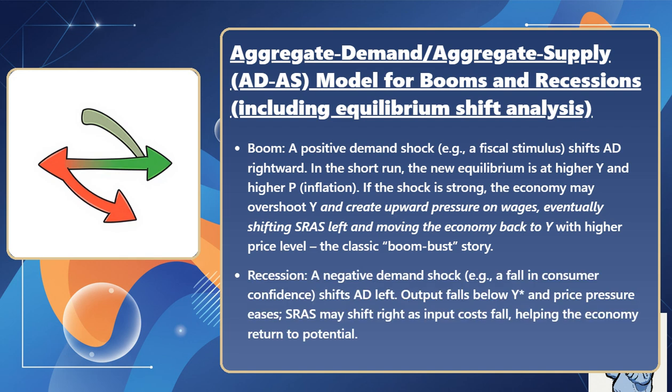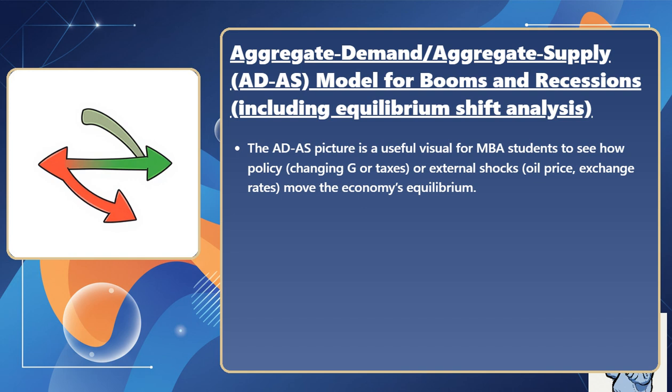Recession: a negative demand shock, for example a fall in consumer confidence, shifts AD left. Output falls below Y* and price pressure eases. SRAS may shift right as input costs fall, helping the economy return to potential. The AD-AS picture is a useful visual for MBA students to see how policy, changing G or taxes, or external shocks like oil prices and exchange rates move the economy's equilibrium.